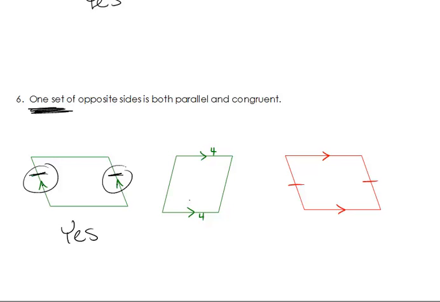Example 2, one set of opposite sides, well, the top and the bottom in this case, they have the parallel, which is the arrows. The 4 on both sides indicates that they are actually congruent. So again, yes, one set of sides is parallel and congruent.